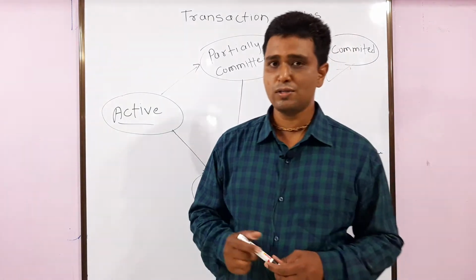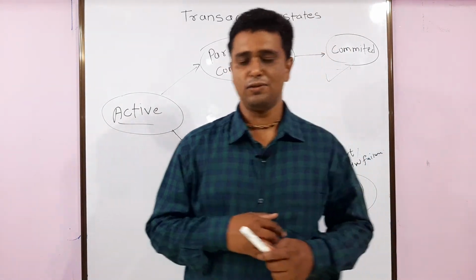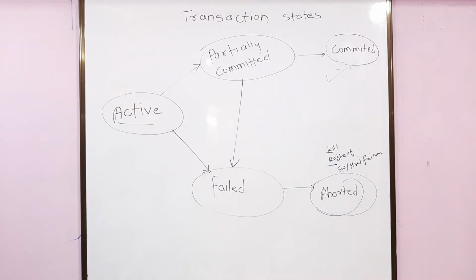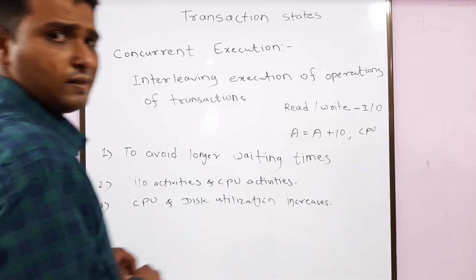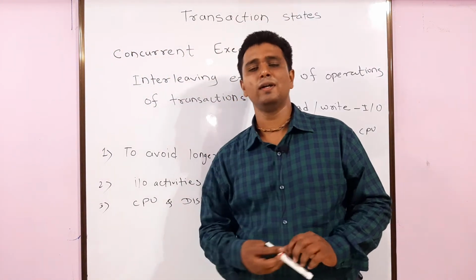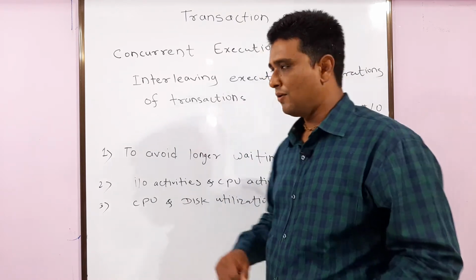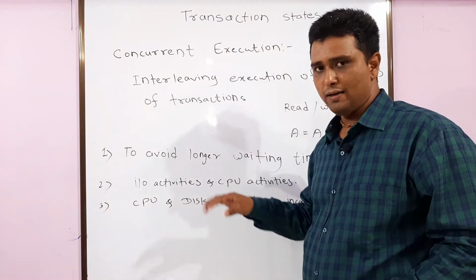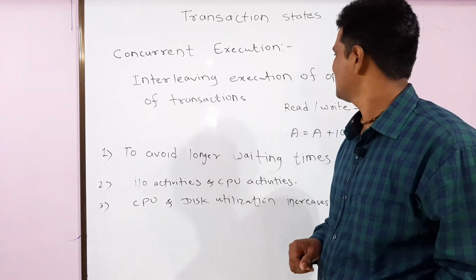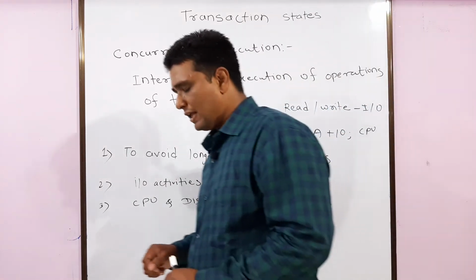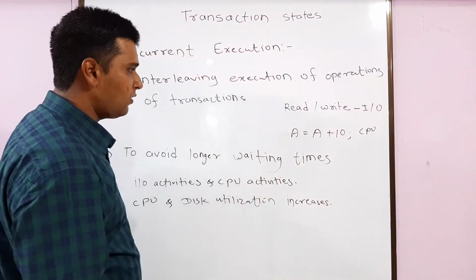Now we are going to see what concurrent execution of transactions is and what serial execution is. Now we will see what concurrent or parallel execution of transactions is. On the board you can read that concurrent execution is interleaving the operations of transactions. So now the question arises in our mind: what is the need of concurrent execution?